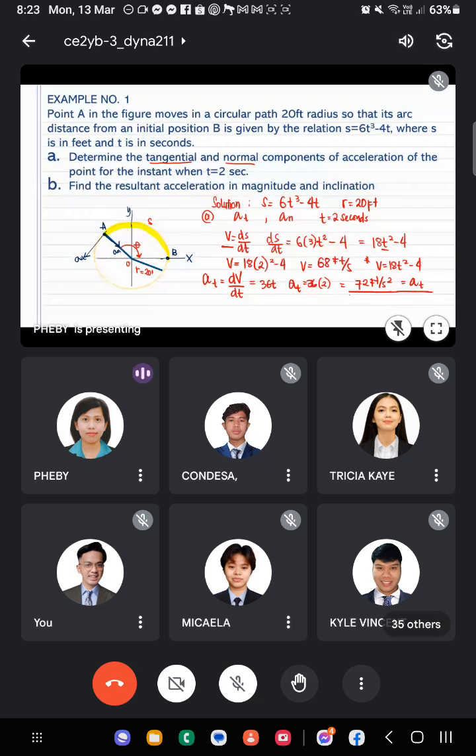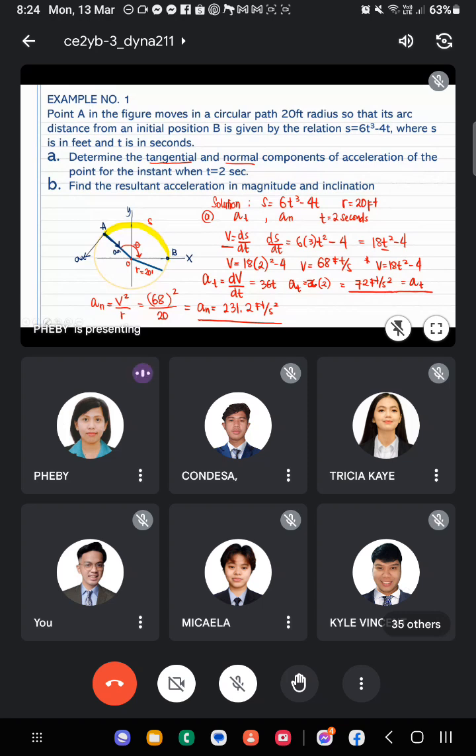And then next, for normal acceleration naman, yung normal acceleration is towards or pointing dun sa ating center. Ano daw yung kanyang normal acceleration? So, ang formula dito is v squared over r or kanyang radius. If our velocity is 68 feet per second, so 68 squared, and the radius is 20 feet, our acceleration normal is 231.2 feet per second square. So, ayan yung ating sagot for the tangential and normal components of acceleration of the point at time t is equals to 2 seconds.